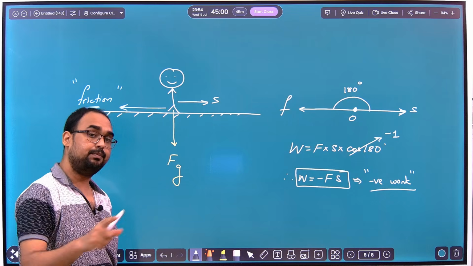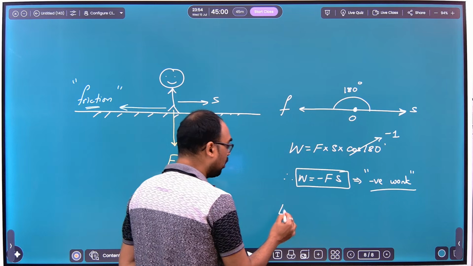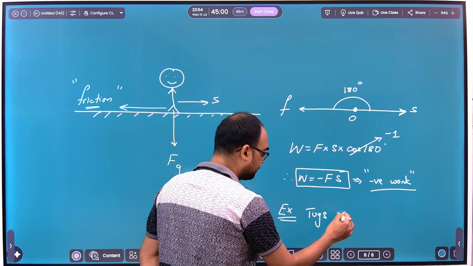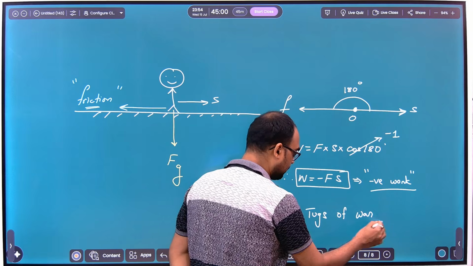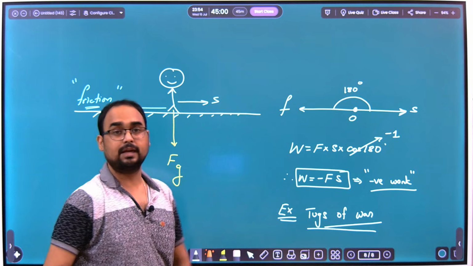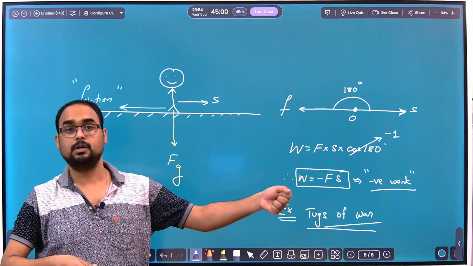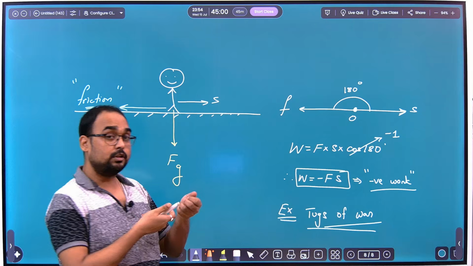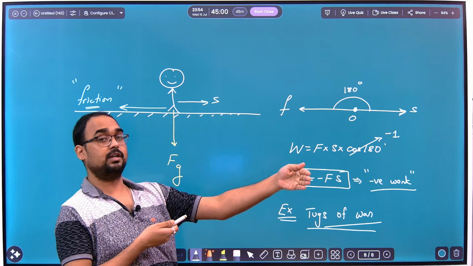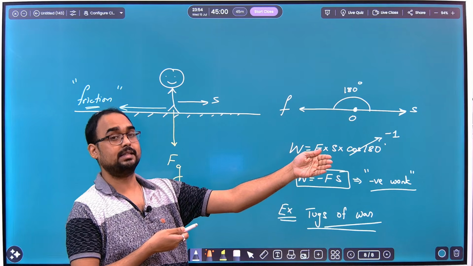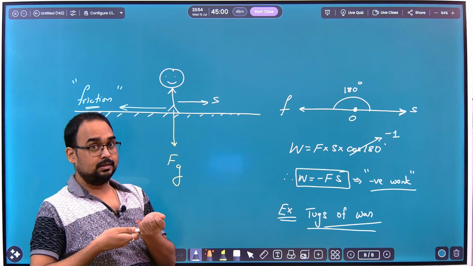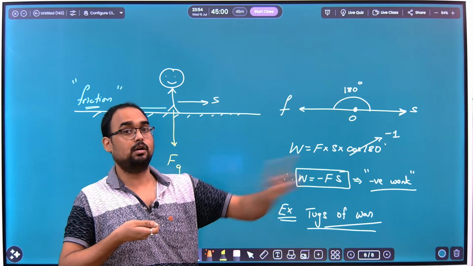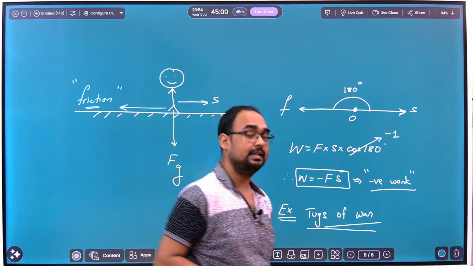There is another example of negative work, that is a tug of war. At your school sports day, you have played this game, tug of war. Two teams pull a single rope on two different sides. For the team to win, the force is on the front side because the other team is pulling me that side and I have to pull back. So my displacement is this, whereas the force is on that side. They are two opposites. Hence, it's negative work done.